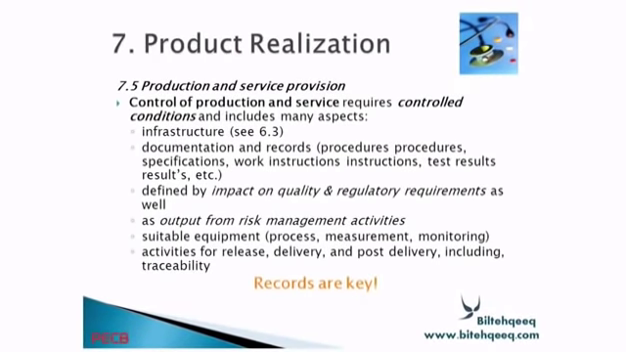Now we are going to discuss product realization, and 7.5 is related to production and service provision. Control of production and service requires controlled conditions and includes many aspects. These aspects are the infrastructure, documented information and records, procedures, specifications, work instructions, and test results defined by their impact on quality and regulatory requirements, as well as risk management activities, suitable equipment, process management, monitoring, and provisions for release, delivery and post-delivery, including traceability.